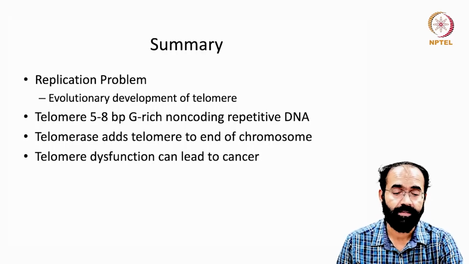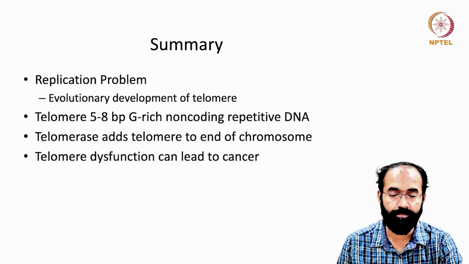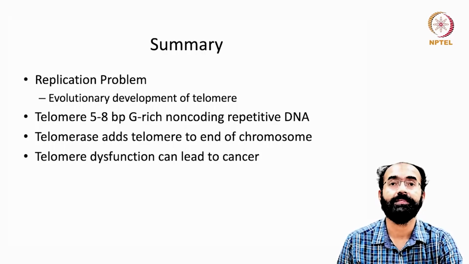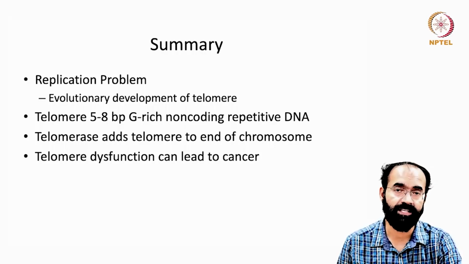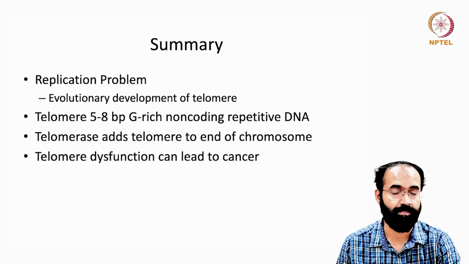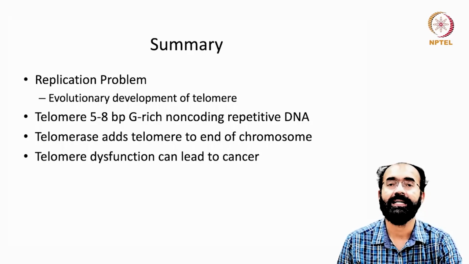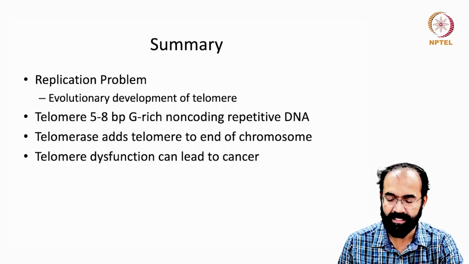The telomere is around 5 to 8 base pair, G-rich, non-coding repetitive DNA, and telomerase adds telomere repeats to the ends of the chromosome in germ cells, cancer cells and stem cells, not in somatic cells, and telomere dysfunction can lead to cancer. This is what we learned so far from the telomeres.